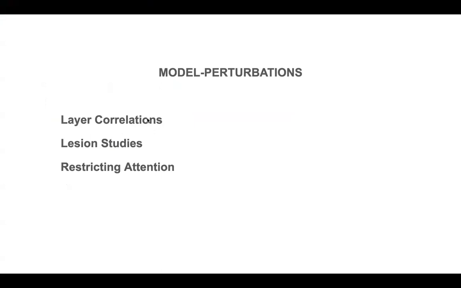Now comes model perturbations. Before, we just did some perturbations to the input of the model. Now we are playing with the model itself, the architecture of the model. Maybe we may cut down some layers of the transformer encoder, the self-attention blocks, and see how that performs.